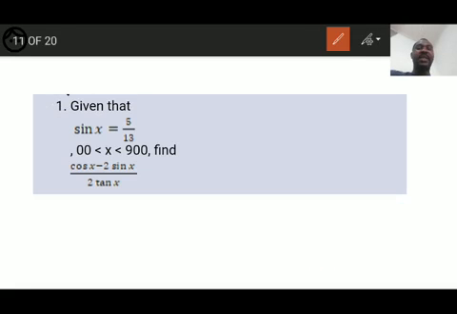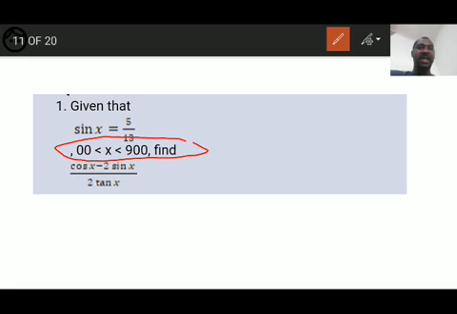It says, given that sine x is 5 over 13, and 0 degrees is less than x, less than 90 degrees, find. Now this statement here is telling us that the angle is an acute angle, because an acute angle is an angle that is between 0 and 90 degrees. So all the trig ratios will be positive. Sine, cosine, and tangent will all be positive because we are dealing with acute angles.